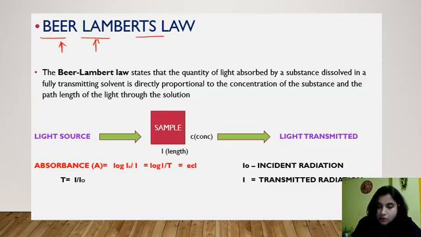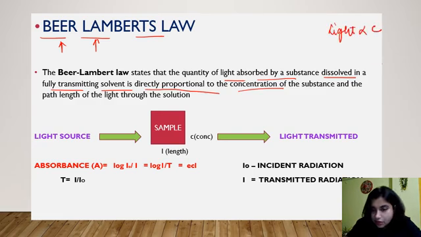And that light absorbed is directly proportional to the concentration of the sample. What Beer told is that light absorbed by a substance dissolved in a fully transmitted solvent is directly proportional to the concentration of the substance. Concentration means the amount of substance present in the sample, right? So light absorption will be high if the concentration of the sample is high, and light absorption will be less when the concentration of the sample is less.